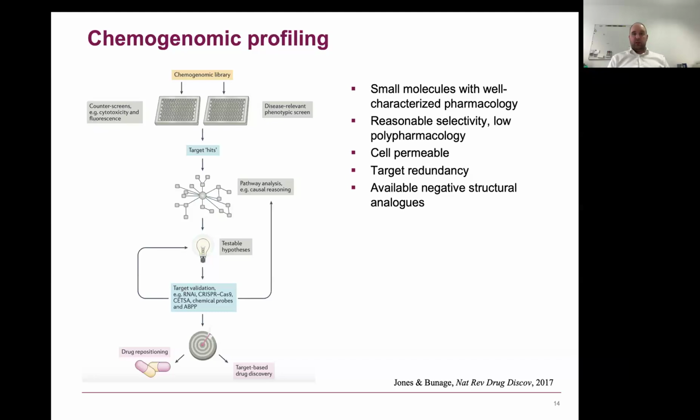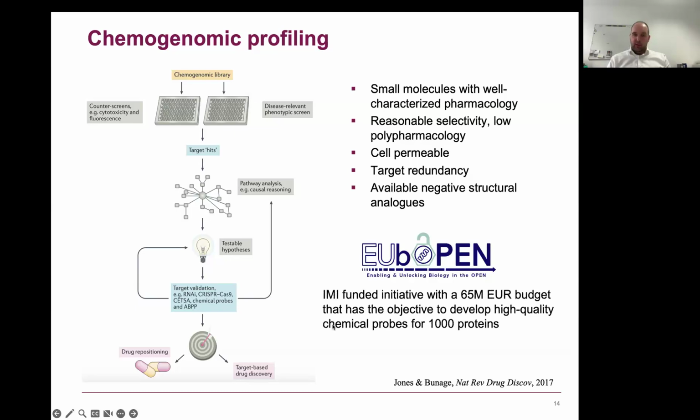And another approach is chemogenomic profiling. So chemogenomics, very briefly as a concept, uses small molecules with a very well-characterized pharmacology. So they have low or high selectivity, low polypharmacology, are already very well characterized, low toxicity. They are cell permeable, and importantly, one exactly knows the target. And so there we are part of a large project called EUbOPEN, which is a large EMI-funded initiative that had the goal by the year 2025, so ending this year, to develop chemogenomic probes against 1,000 human proteins. And indeed, this target will also be met.